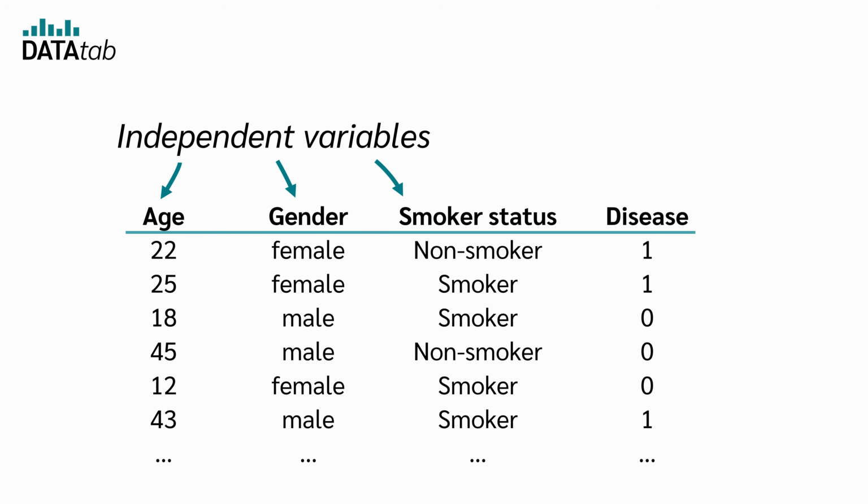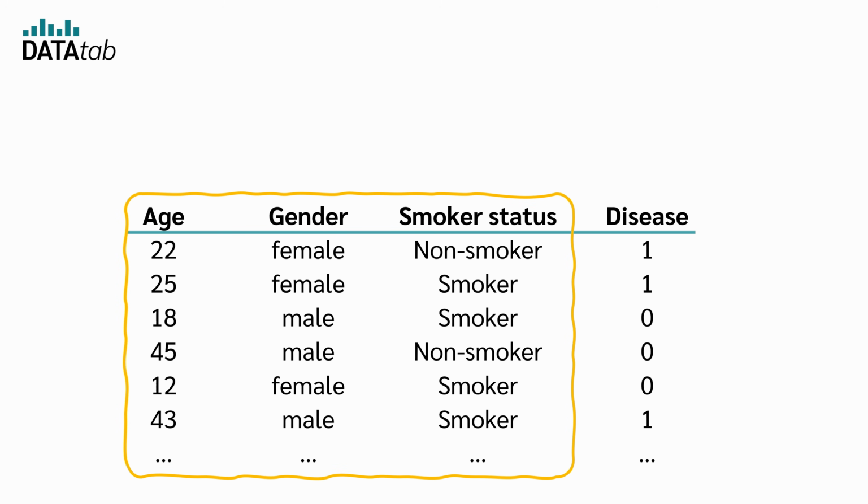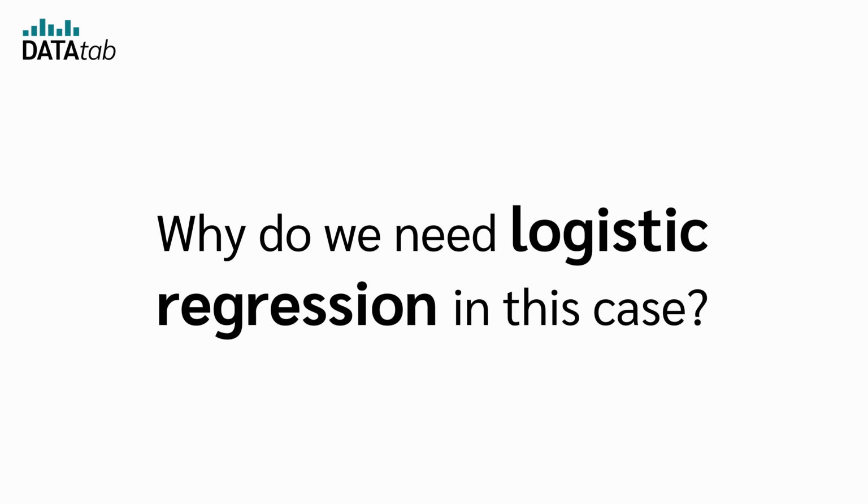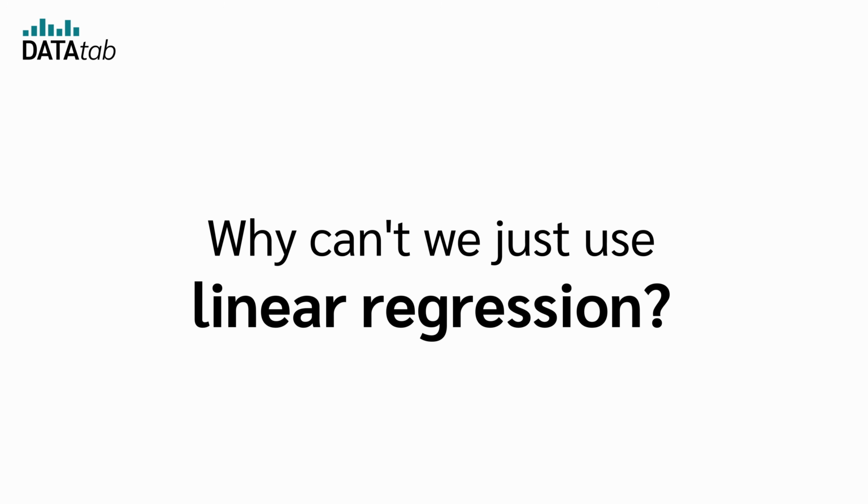Here we have the independent variables and there the dependent variable with 0 and 1. We could now investigate what influence the independent variables have on the disease. If there is an influence, we can predict how likely someone is to have a disease. Okay, but why do we need logistic regression in this case? Why can't we just use linear regression?